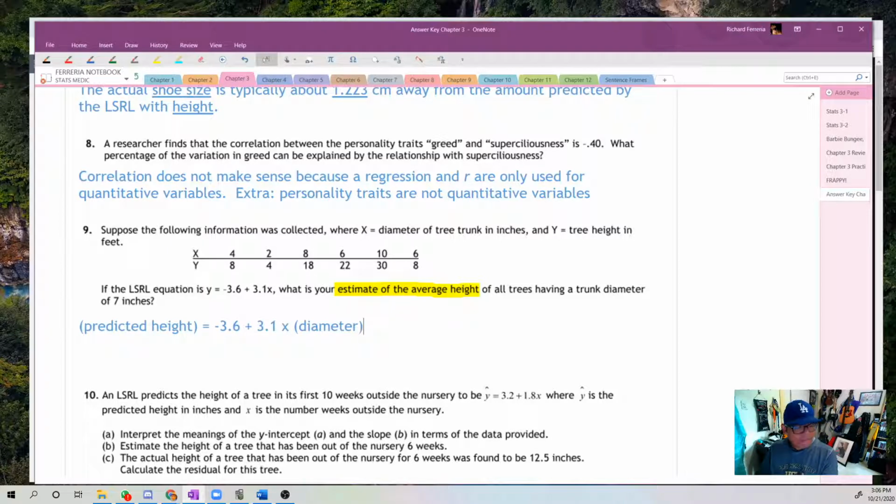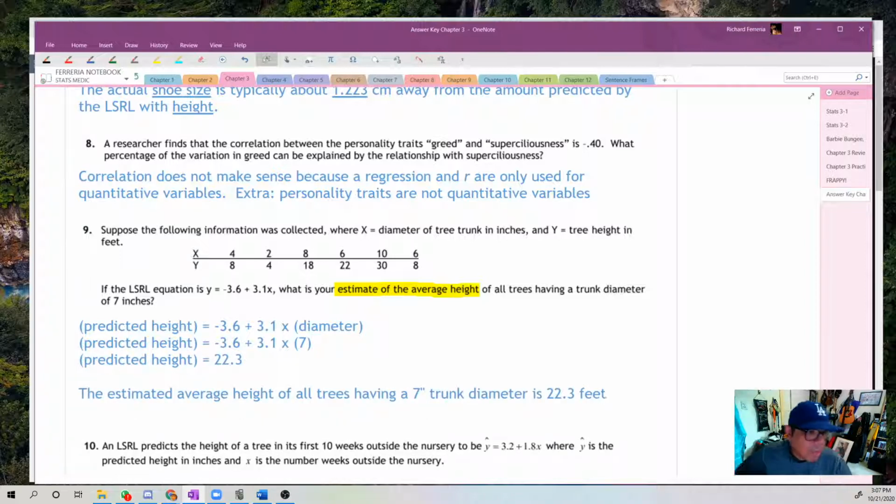Now that we have a nice looking LSRL, let's substitute. We want to know for a trunk diameter of 7 inches. And finally, let's calculate the predicted height. So our predicted height gives us 22.3. So our estimated average height of all trees having a 7-inch trunk diameter is 22.3 feet.